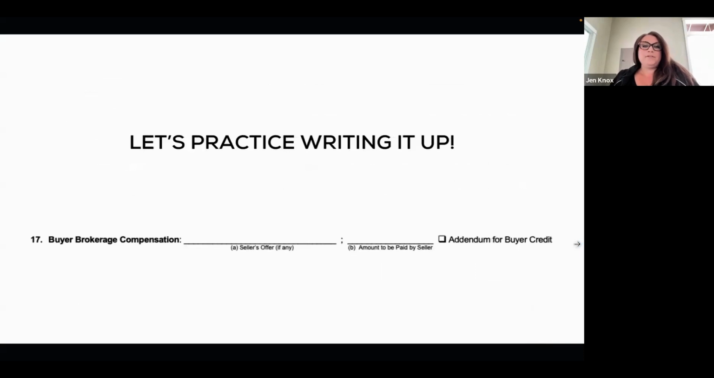So here's the big part, writing it up. I went over the forms pretty quickly because the purpose of today is going to be, how do I write things up in certain situations? So I tried to cover as many situations as I could possibly think with very specific examples. We are going to be writing it up. This is the form 21 on line 17. Now, it's not the same line number on different purchase and sale agreements. So don't necessarily reference line 17 A and B, but rather the bullet point that says buyer broker compensation.